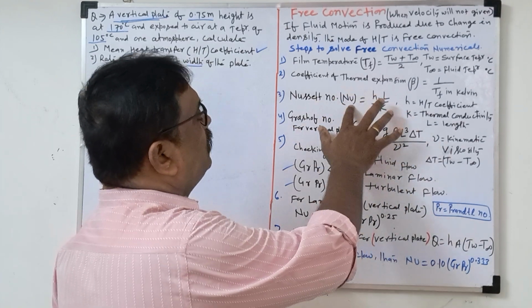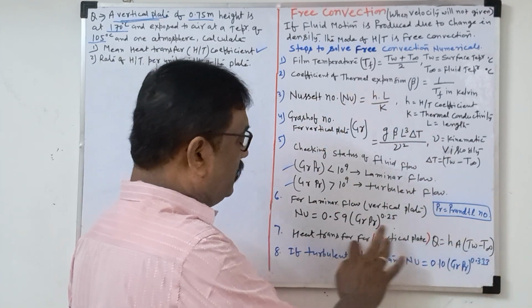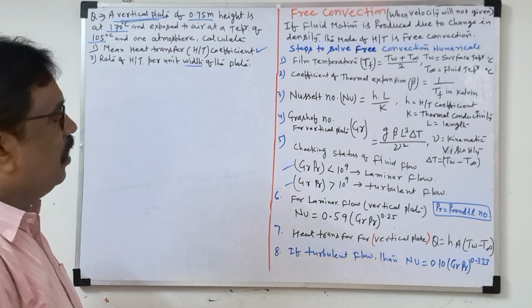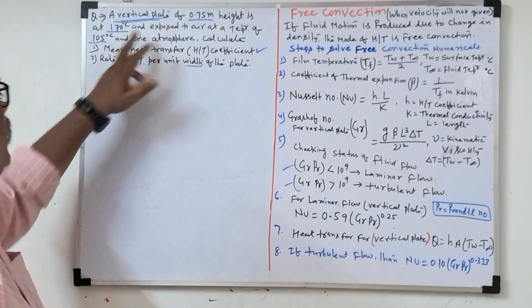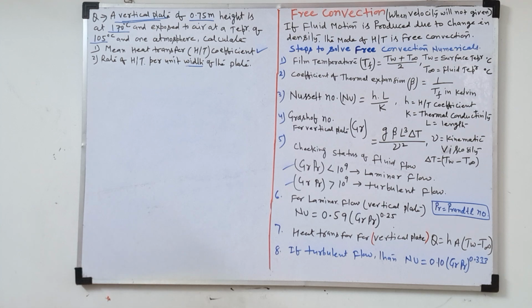So h will be obtained from the Nusselt number, and then we'll find the heat transfer rate. So this is the concept, these are the simple steps to solve the questions. Now I have taken one problem, a free convection problem, or you have to decide what type of problem it is, we'll see.